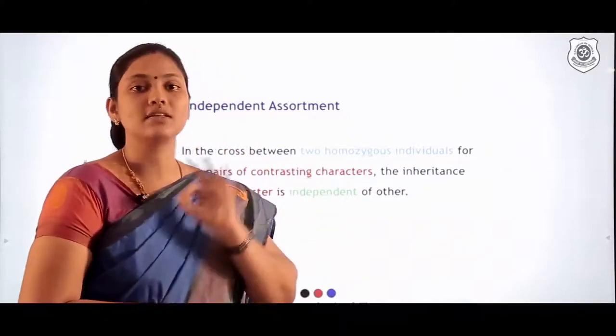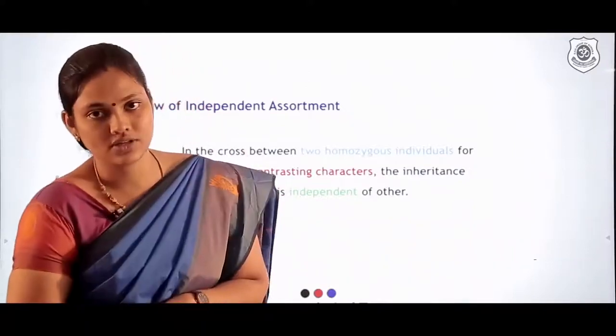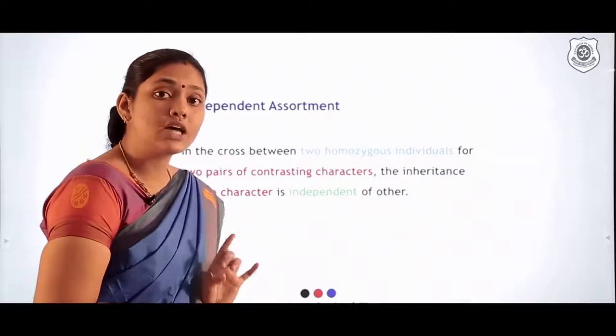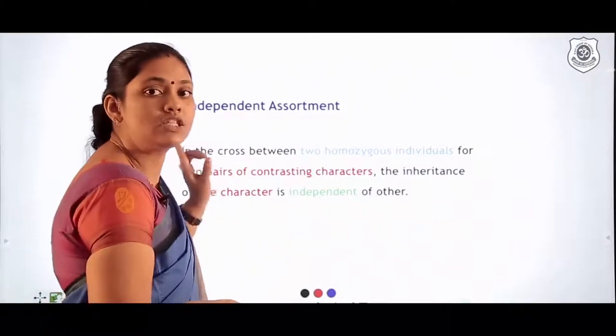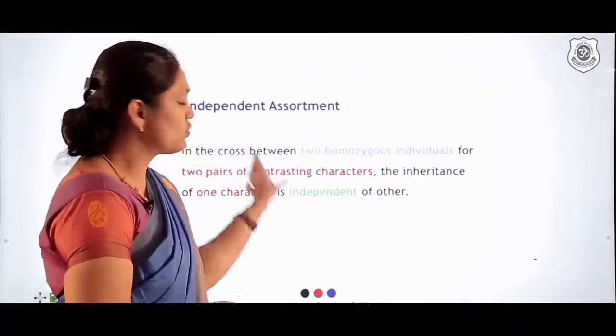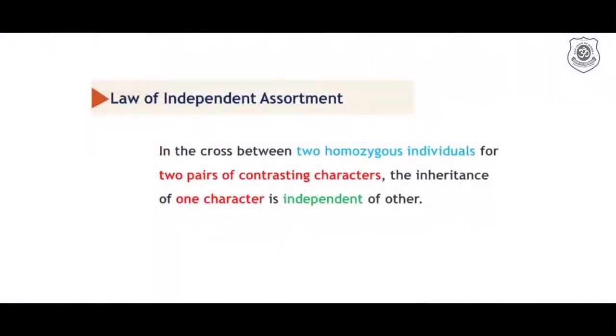This is considered the 3rd law of inheritance, or the inference of dihybrid cross. So this is the 3rd law which comes after the law of dominance and the law of segregation, and this is the law which acts as an inference, the conclusion of dihybrid cross. According to the law of independent assortment, in the cross between 2 homozygous, or you can even consider heterozygous individuals, because the crossing between the pure lines is not quite mandatory over here.